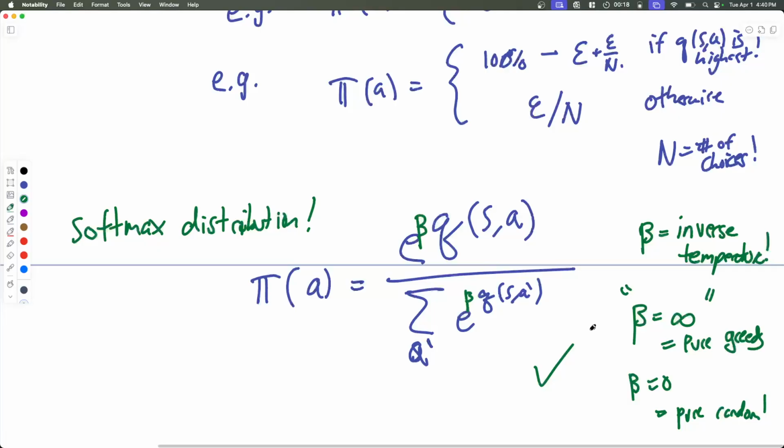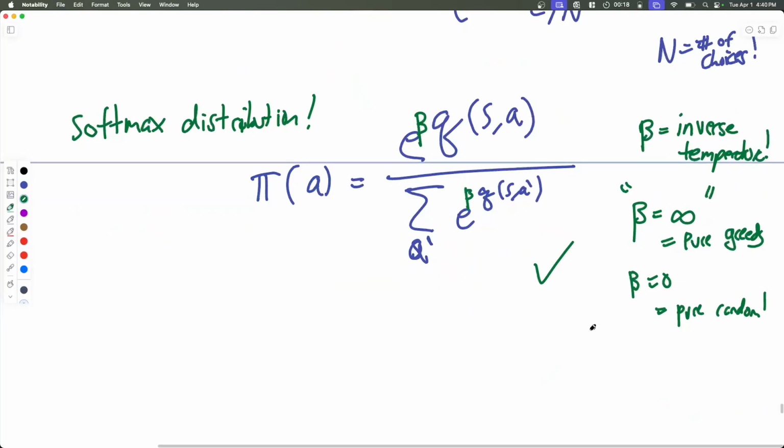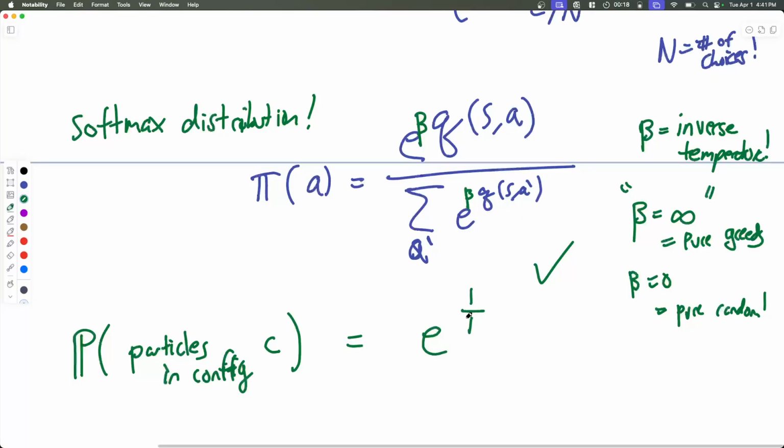Yeah, that's a great question. And then is there any connection to statistical mechanics? That looks like the Boltzmann distribution. Yes. Okay, so in physics class, if you measure particles, it turns out the probability of finding the particles in a certain configuration C is proportional to e to the minus 1 over the temperature times the energy of C, times a constant divided by the sum over all configurations.